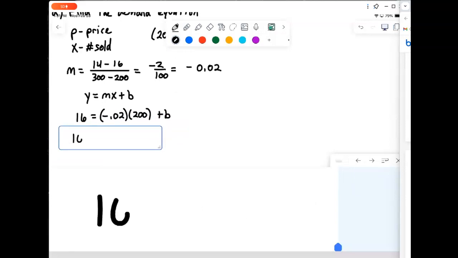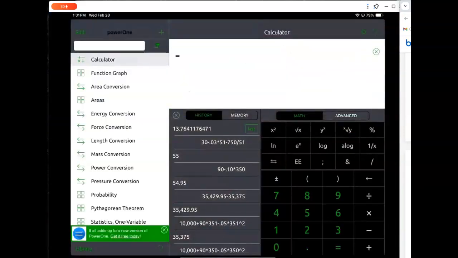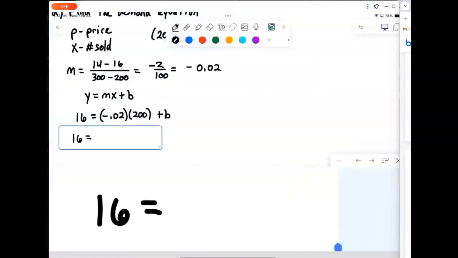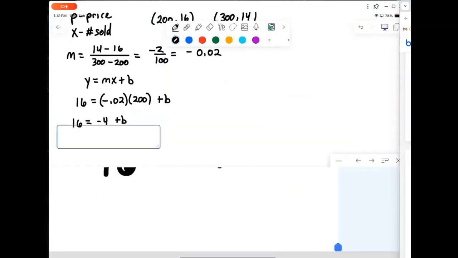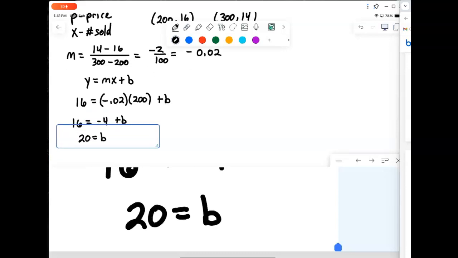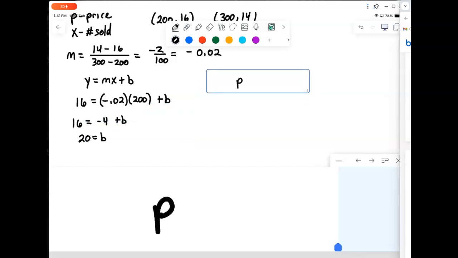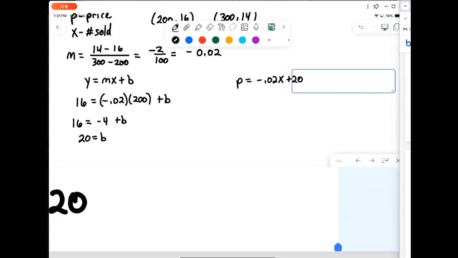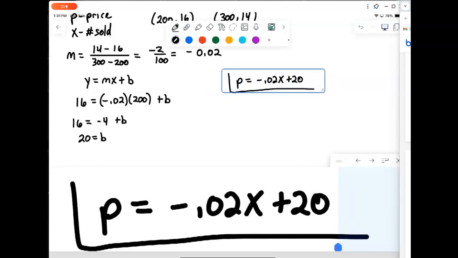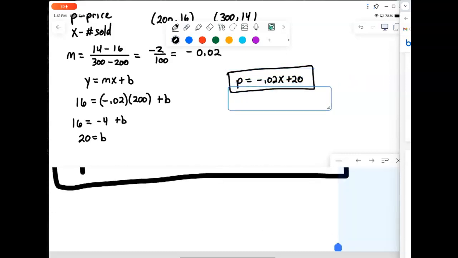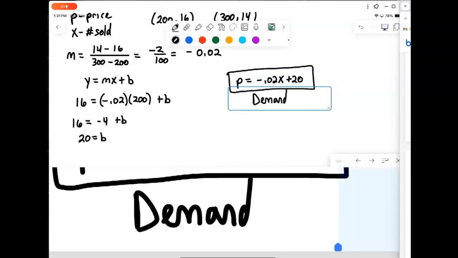So what we're going to have here is 16 equals negative 0.02 times 200. So negative 4 plus b. So we find out that b is equal to 20. So now I can go write my equation out. Instead of y equals, I'm going to use p. P equals negative 0.02x plus 20. And so now we have the equation relating the price to the number sold. That again is called the demand equation.